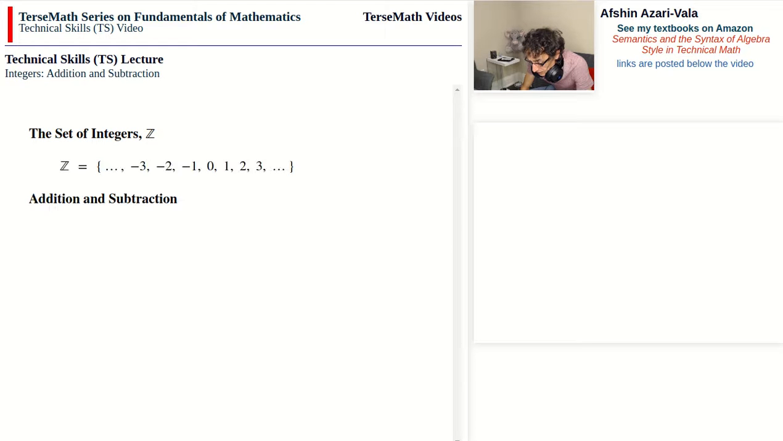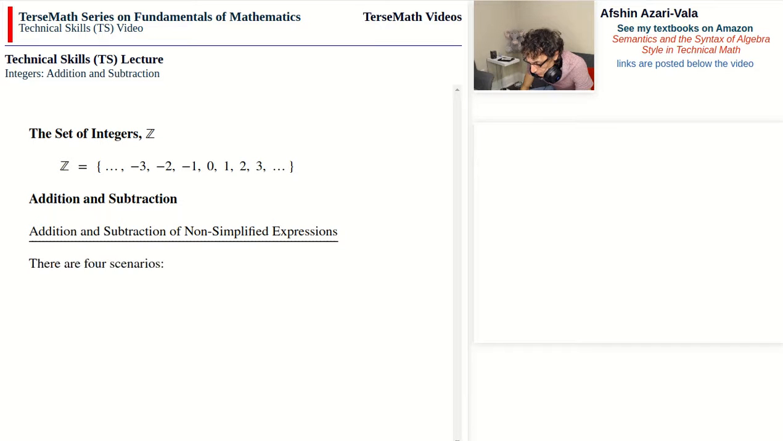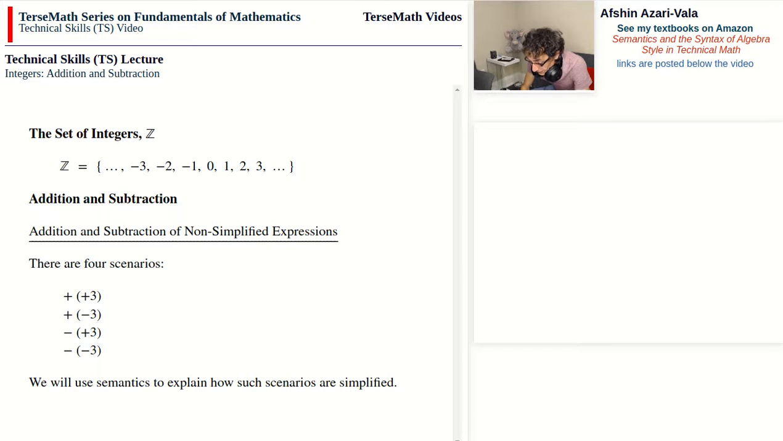Okay, the next topic is on the addition and subtraction of expressions that are not simplified. And there are 4 of these. It is possible to add a positive number. We may have a situation where we add a negative number, and we might subtract a positive number or subtract a negative number. And in this series, I will always use semantics to explain all of the concepts that we come across, and therefore to explain how we work with such expressions, I will be using semantics.